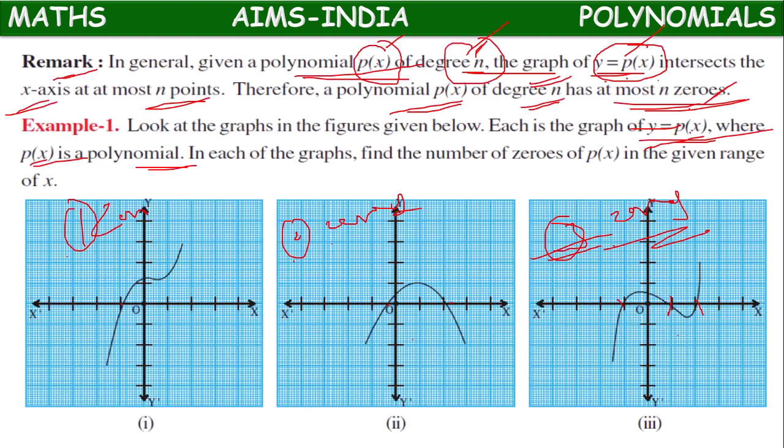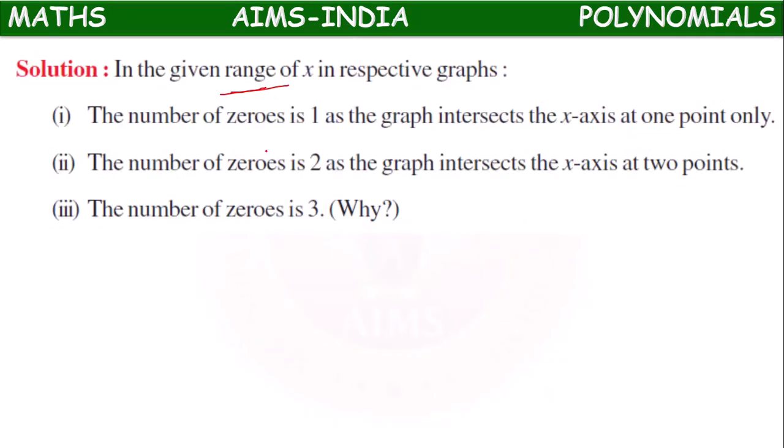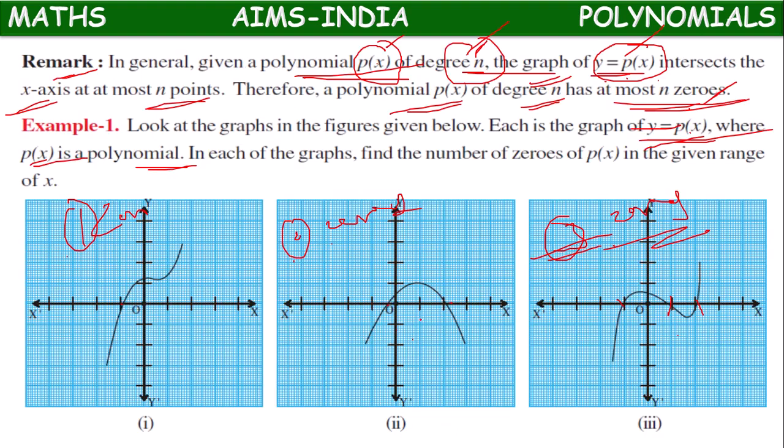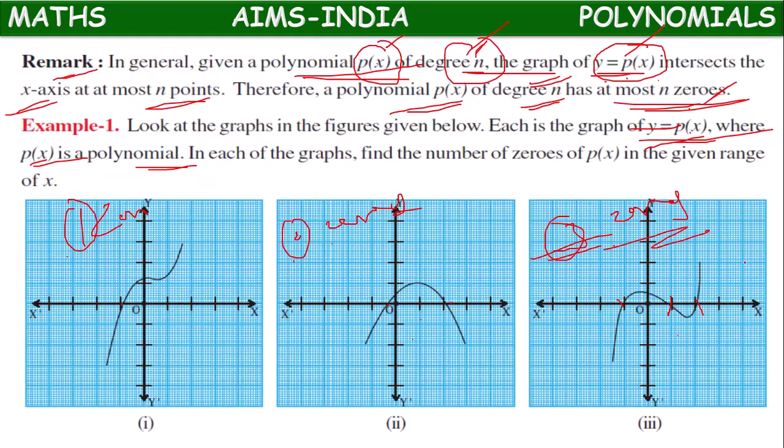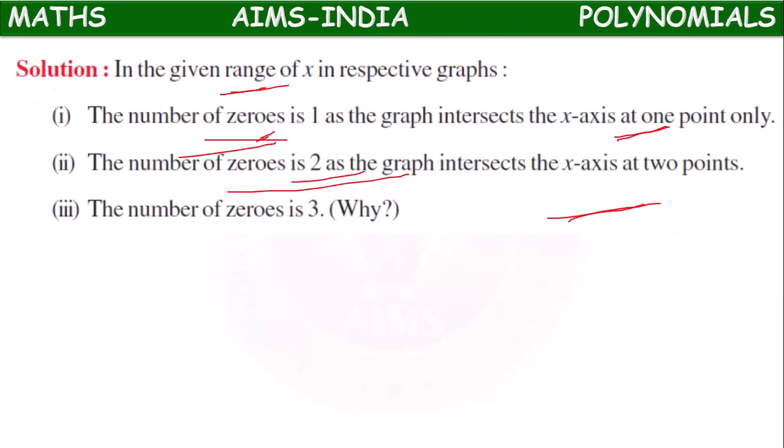In the first graph, the number of zeros is only 1 because it is intersecting the x-axis at only 1 point. In the second graph, the number of zeros is 2. In the third graph, the number of zeros is 3 because it is intersecting the x-axis at 3 different points. That's why 3 zeros.